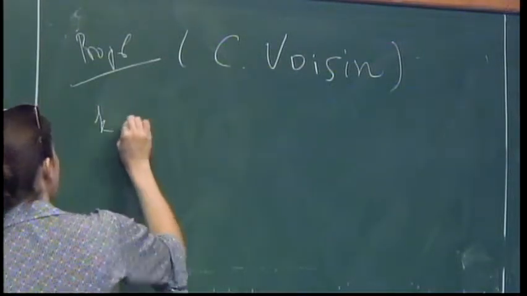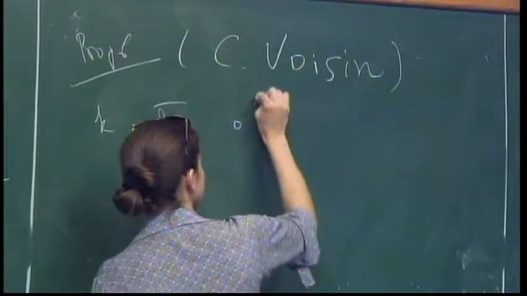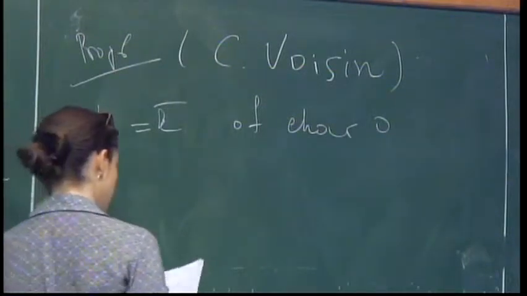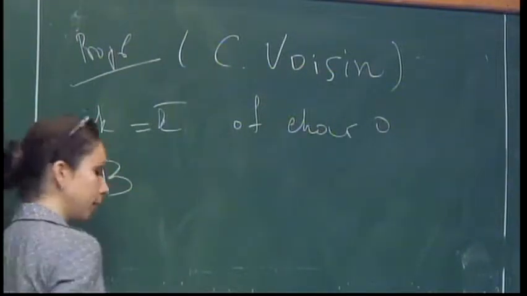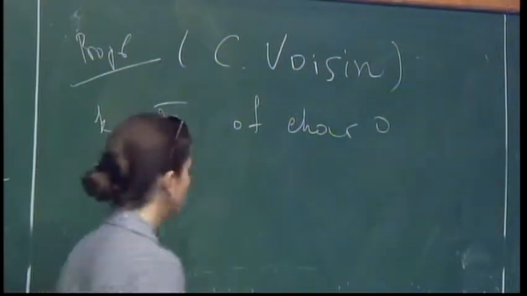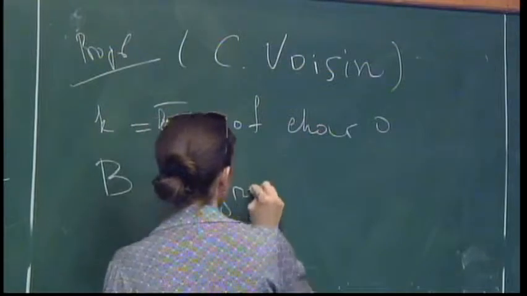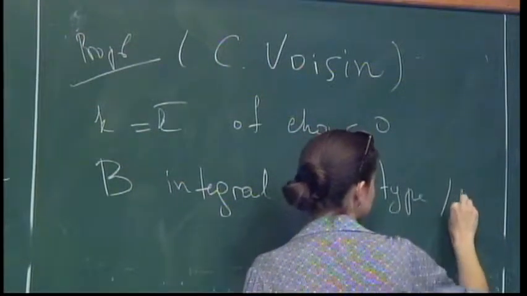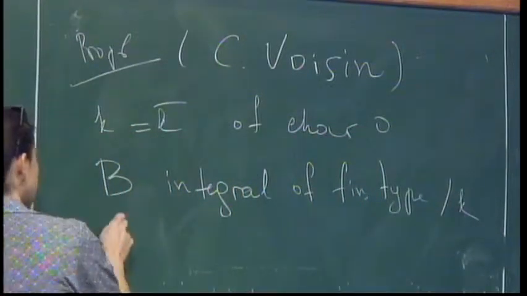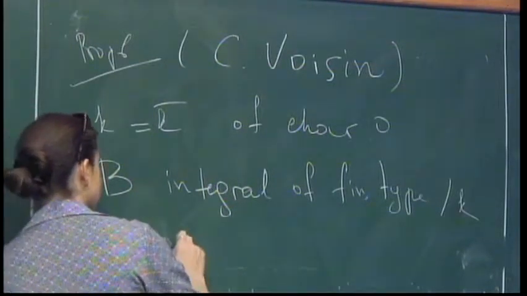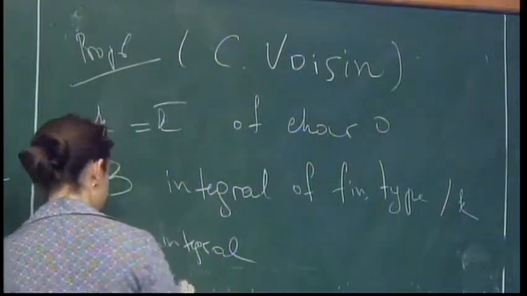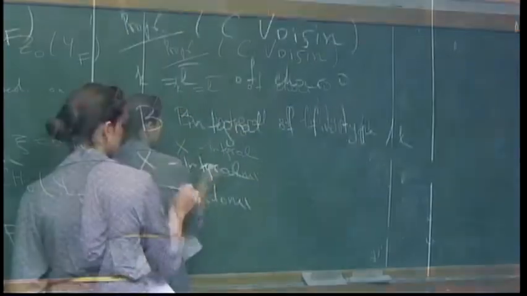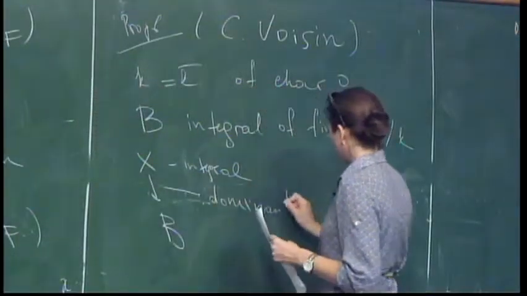Well, take K an algebraically closed field of characteristic 0. Then consider a family. So the family will be this time over a base, which will be just integral of finite type over K. And then we have a family X over B, with X also assumed integral, and the map is dominant and projective.